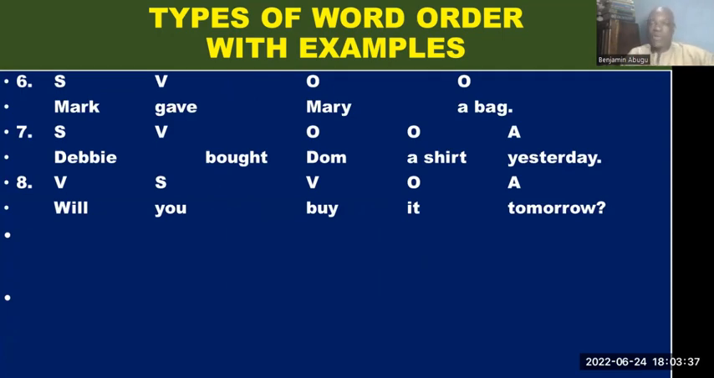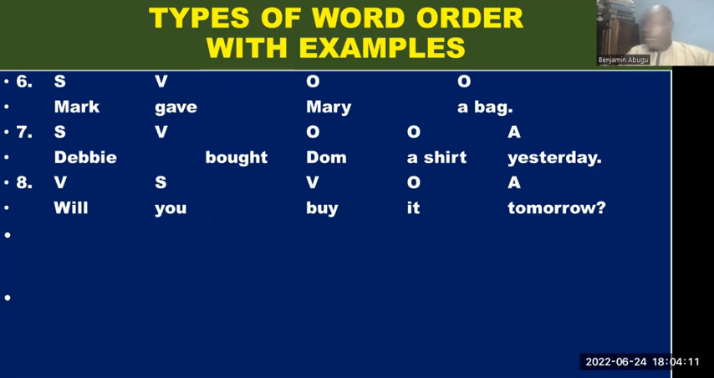Let's look at word order type number 6, and we have the SVOO. Mark gave Mary a bag. Mark stands for subject, gave for verb, Mary for indirect object. You know, there are two types of objects here. Mary is the indirect object. A bag is the direct object. Now, you may be wondering, why should Mary be the indirect and the bag the direct?